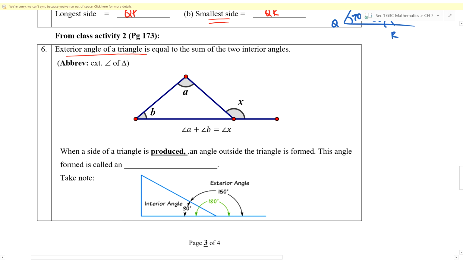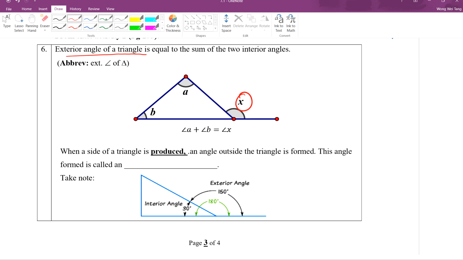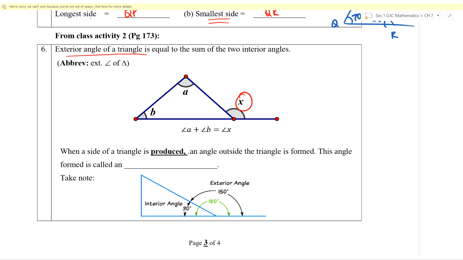What do we mean by exterior angle of a triangle? Over here, X. This is known as the exterior angle of a triangle. It is equal to the sum of the two interior angles. Interior angles are straightforward. In any triangle we've got 3 interior angles. Okay, A, B, and the next one, C over here. There are 3 interior angles.